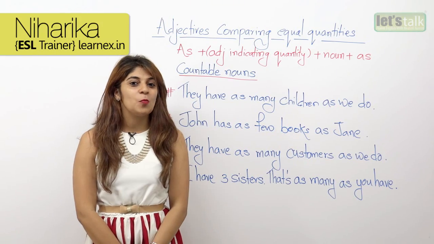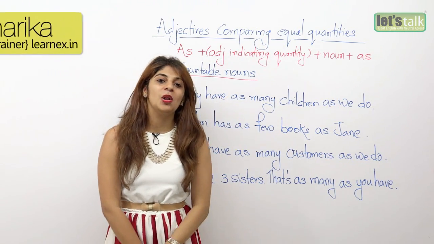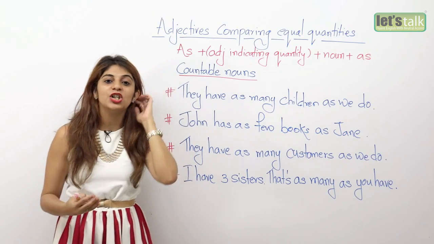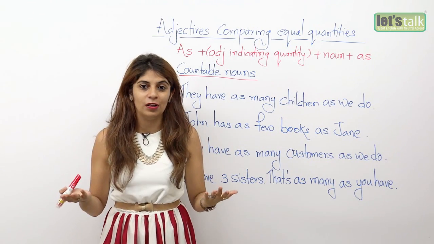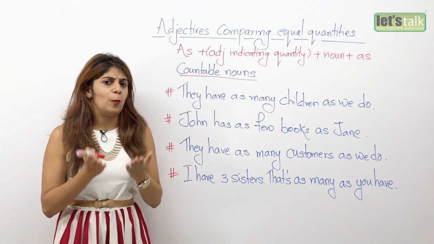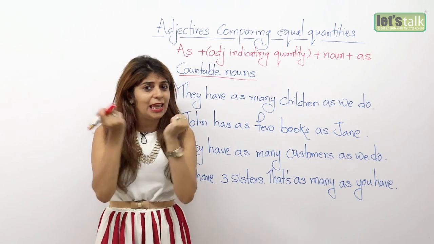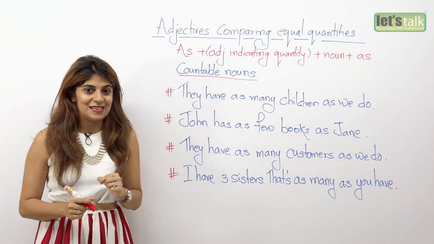In today's lesson, we are going to look at adjectives comparing equal quantities. Now in English, we do compare. We compare things, we compare people. But what exactly are the phrases that we use when we tend to compare equal things? Well, that's what we are going to learn in today's lesson.